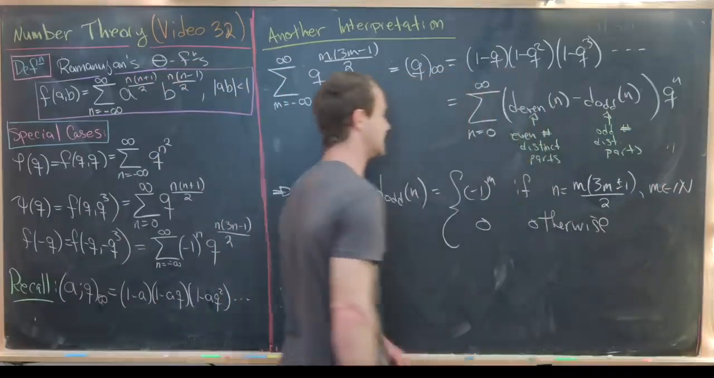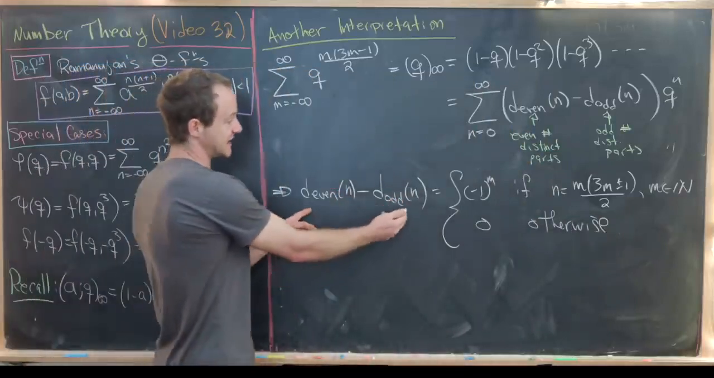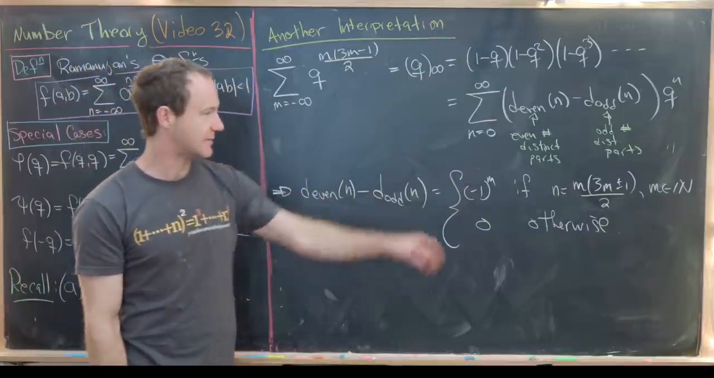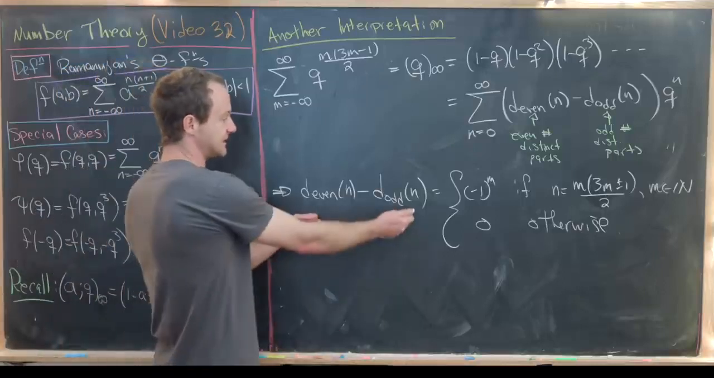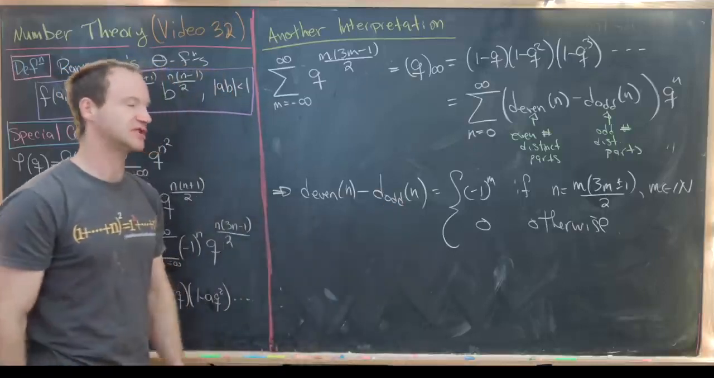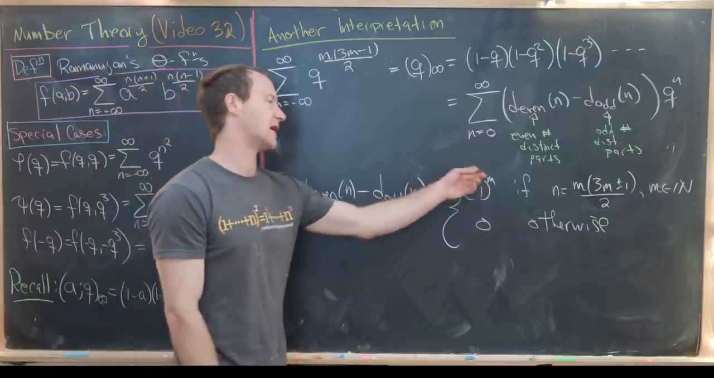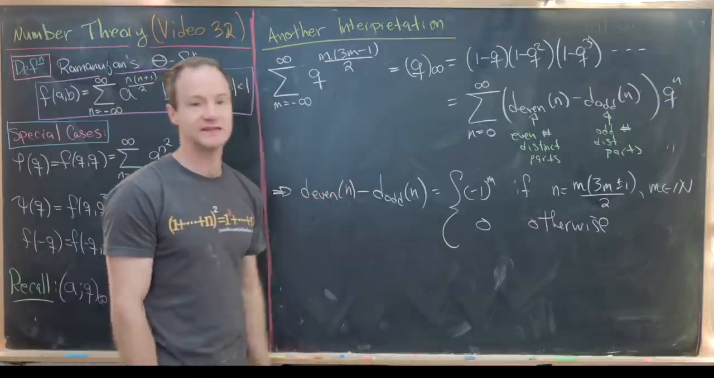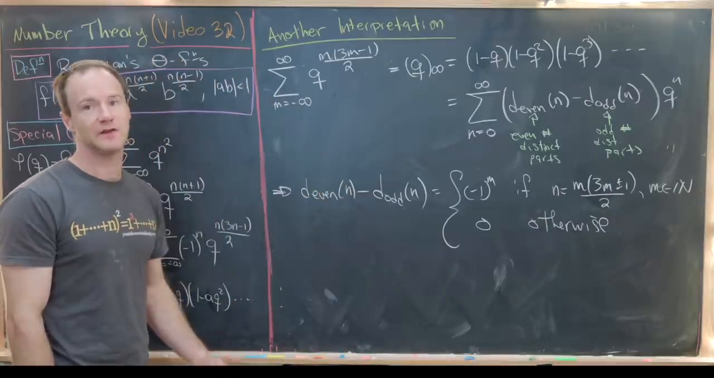So in other words, if n is a pentagonal number or a generalized pentagonal number, the difference between these two numbers of partitions is 1. And which one's larger depends on the parity of our m. But if n is not a pentagonal number, you get 0. Okay, so let's get an example on the board that we'll look at, and then we'll be done.